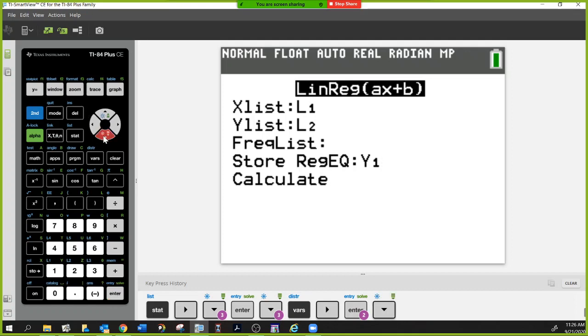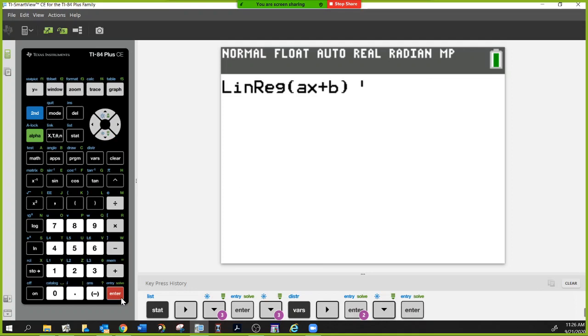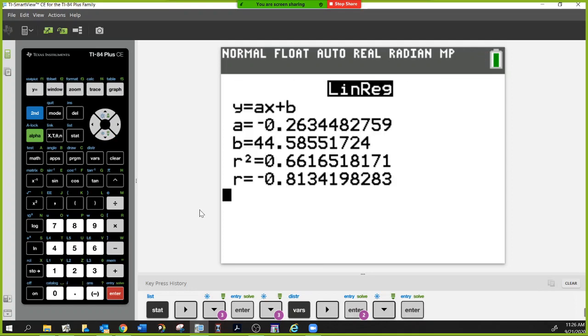Let me show you why I'm doing that. Okay, do you have a question for me? Where'd you get Y1? I clicked vars, and then I scrolled to yvars, and then I hit enter on y1. Now I'm going to hit calculate and hope, fingers crossed, there it is. Woohoo, worked that time. Notice we have an r value and an r squared.